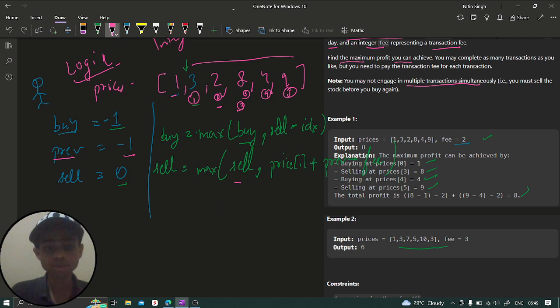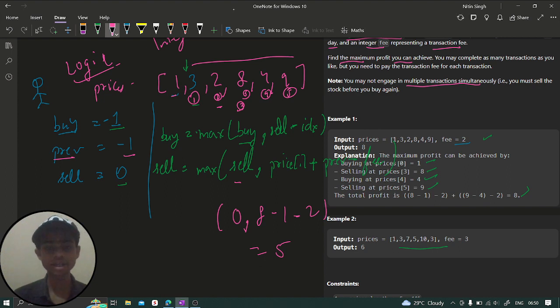So for selling, we are going to say maximum of sell. Sell is nothing but initially was 0. Now price of 5 means 8, minus, not plus, we have to plus this buy variable which is minus 1, then minus 2. So here we are going to get a 5, right? 8 minus 1 minus 2. That means if we sell on this day, then we are going to get a net profit of 5.